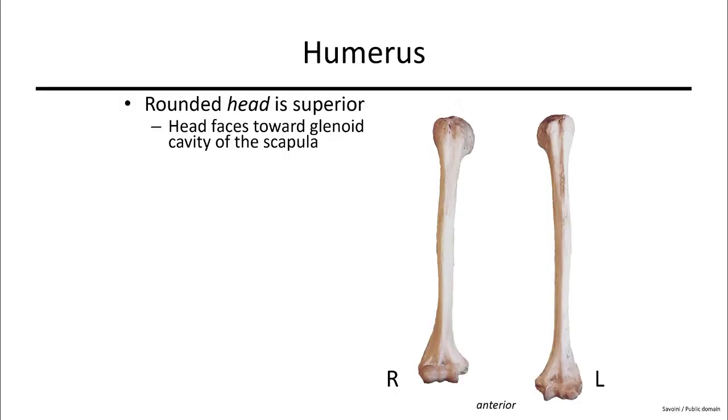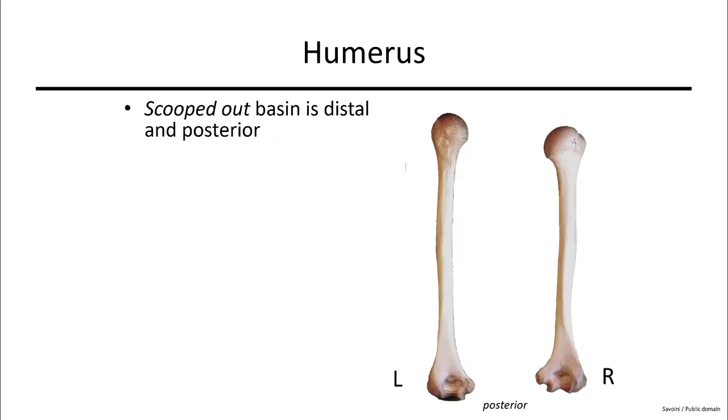The humerus has a rounded head, and that's going to point superiorly. The rounded portion is going to face medially because that's going into the shoulder joint against that glenoid cavity. When we look at the distal end of the humerus, notice the scooped out end. That portion that has a dip into it is going to be the posterior surface.